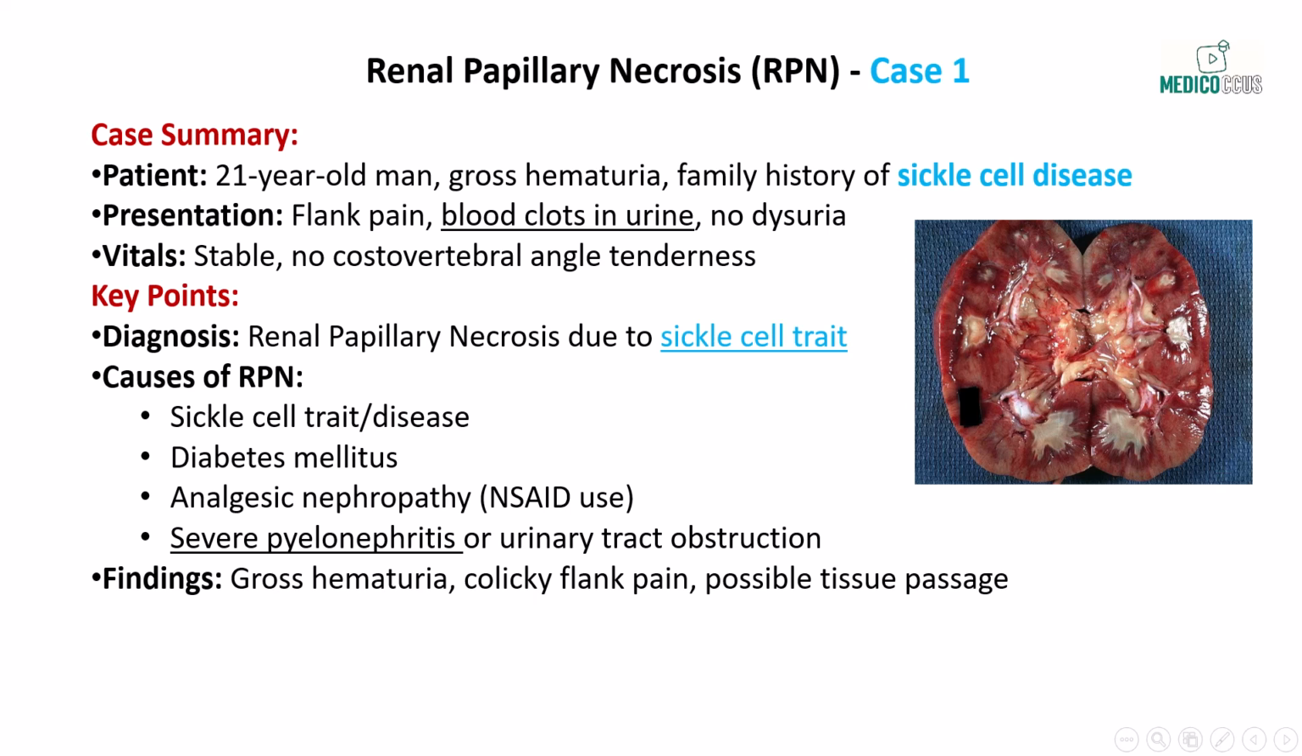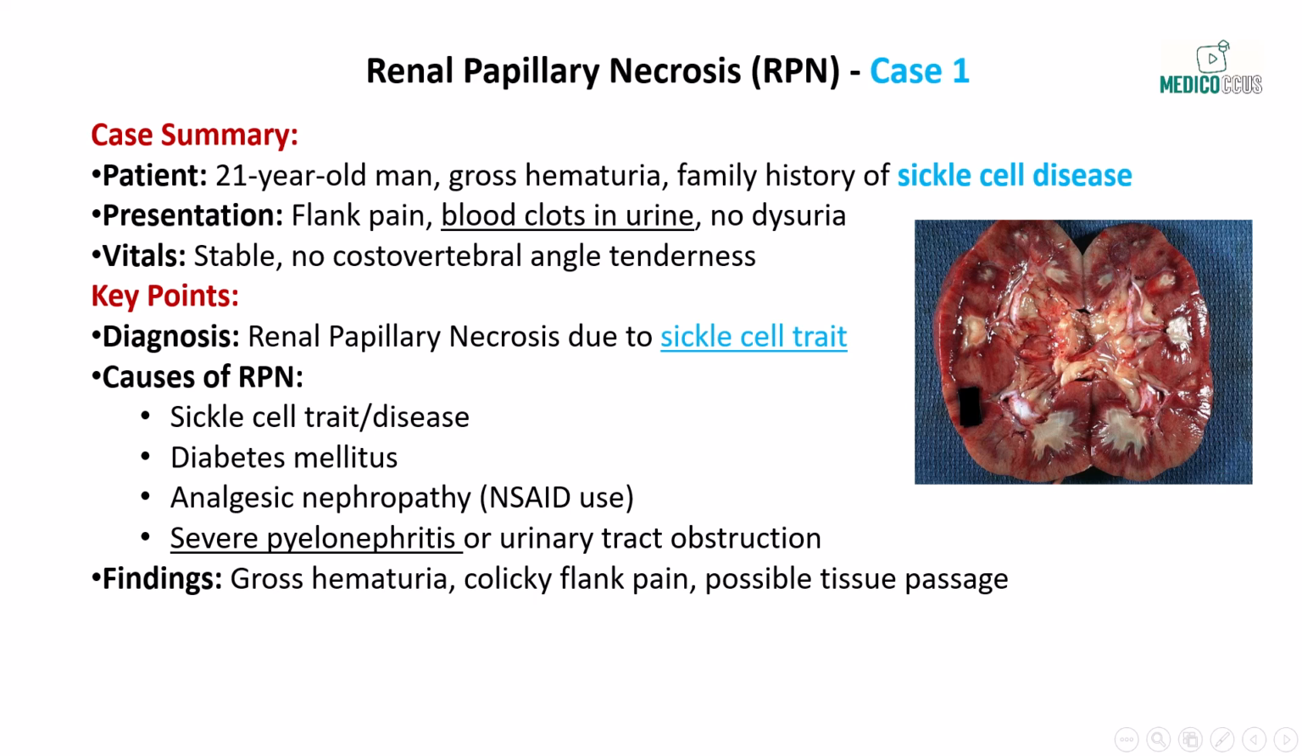Additionally, analgesic nephropathy, often due to chronic use of nonsteroidal anti-inflammatory drugs, results in renal ischemia by reducing prostaglandin synthesis and causing vasoconstriction of the afferent arterioles. Lastly, severe pyelonephritis or urinary tract obstruction can compress the medullary vasculature, further contributing to papillary ischemia. In this patient, the sickle cell trait predisposes him to renal papillary necrosis because the low oxygen tension in the renal medulla promotes the sickling of red blood cells, causing ischemia.